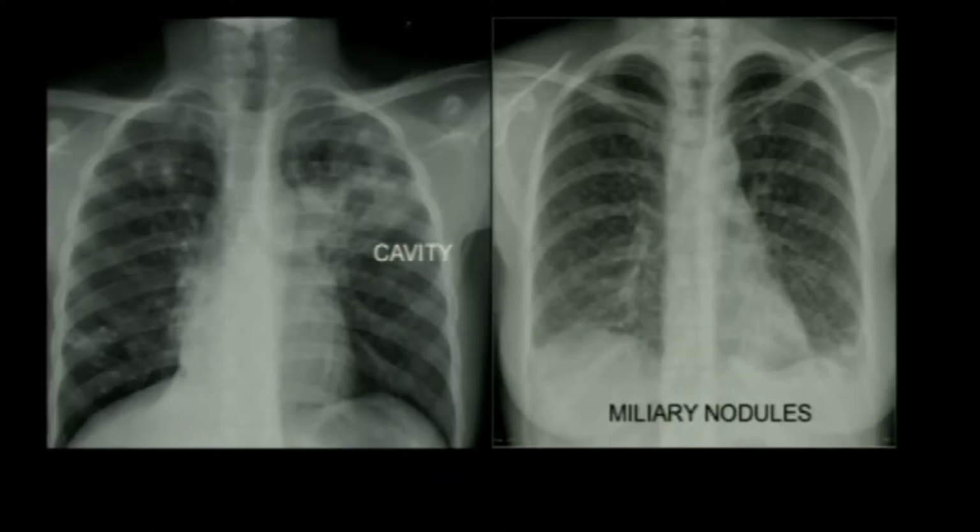These are chest PA views of different patients, showing a typical cavity in the left mid zone, and another small cavity over here with surrounding consolidation, and this is the miliary pattern. Now, when you see something like this, you don't have to do an HRCT chest, because your diagnosis is given on a chest radiograph. But when would you go then?